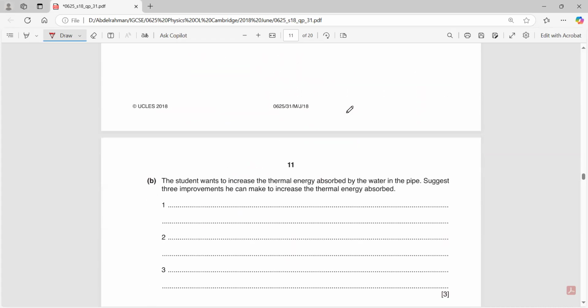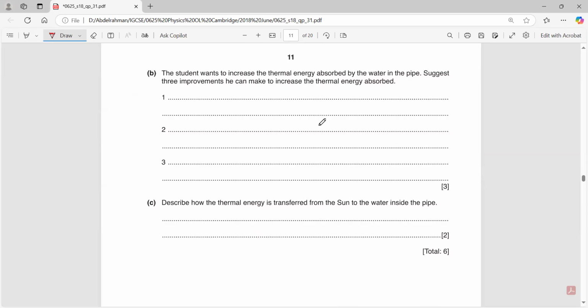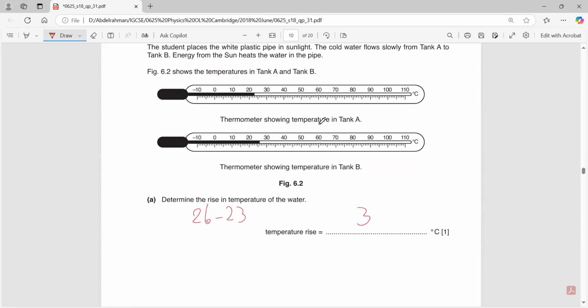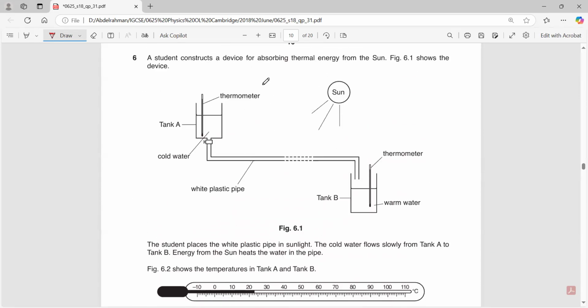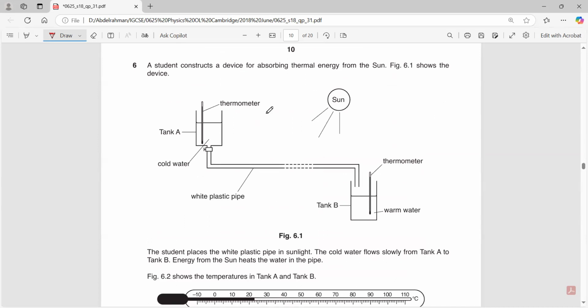Piece of cake. Question 2 is a really nice question. Part B: the student wants to increase the thermal energy absorbed by the water in the pipe. He wants to increase the amount of energy absorbed. Suggest 3 improvements that he can make. We have a pipe in the sun, and I want the water to heat up more.